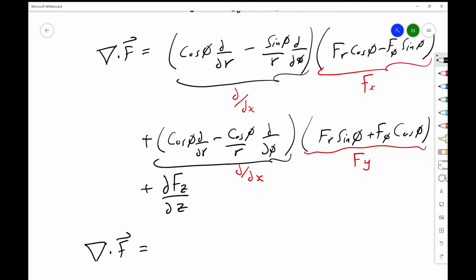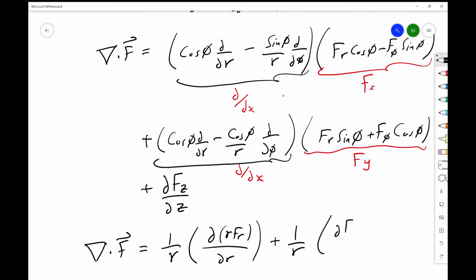It's a human invention, right? But the way we arrive at the solution is going to be different, the number is going to be different. So in cylindrical coordinates, it's going to be 1 over r delta r fr over delta r plus 1 over r delta f phi over delta phi plus delta fz over delta z.